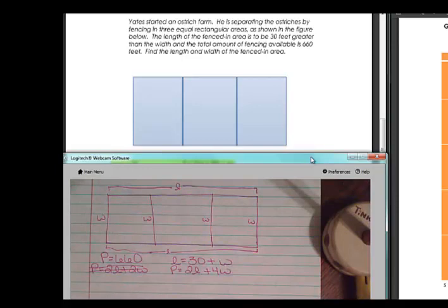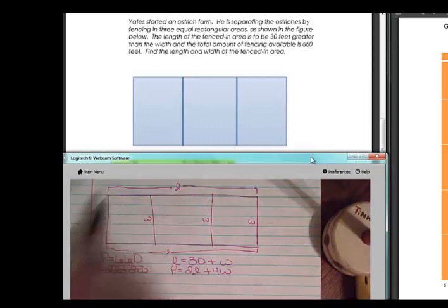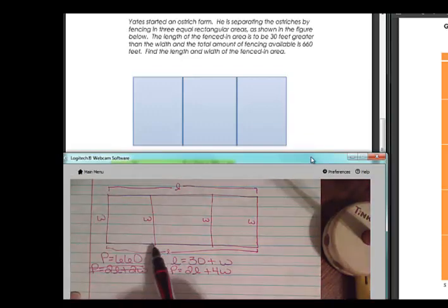So that is the big thing with this problem, is we have to go off the picture they give us so we know how much fencing to actually use. Because we have to put fencing up in this section and in this section as well, not just all the way around the outside of the big rectangle. So that's why we have to include this W and this W. Okay.